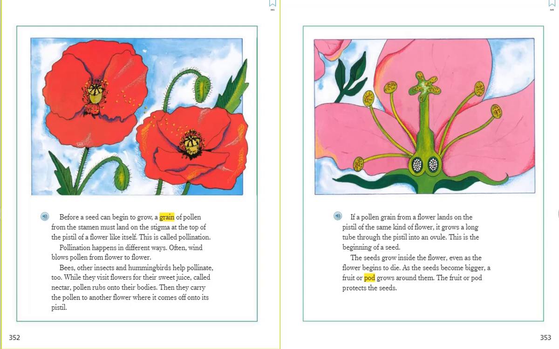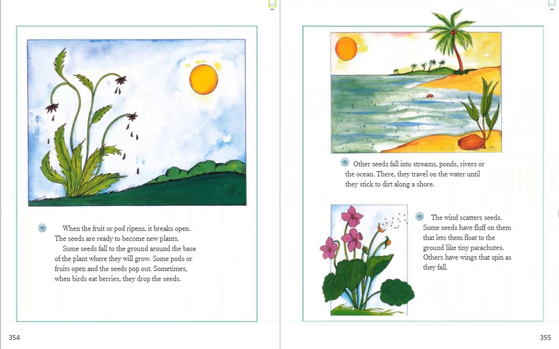The seed grows inside the flower even as the flower begins to die. As the seeds become bigger, a fruit or pod grows around them. The fruit or pod protects the seeds. When the fruit or pod ripens, it breaks open. The seeds are ready to become new plants.